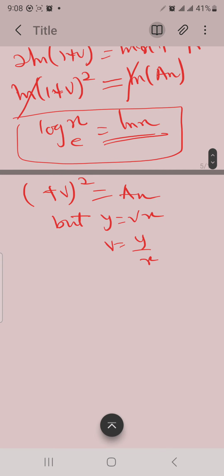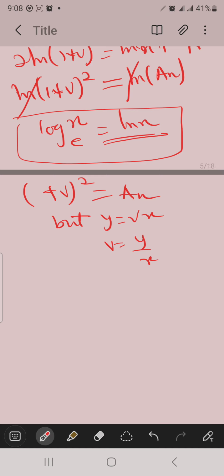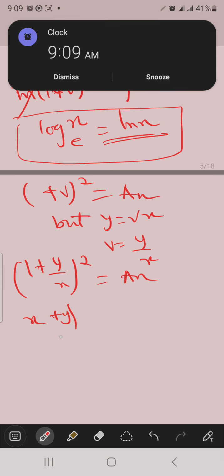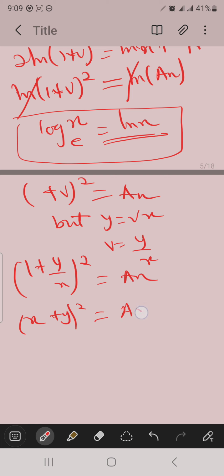Now, what you are going to do is that wherever you see v, you are going to put y over x, y and x. So we have 1 plus y over x, all squared, equals ax. So now, what's going to be our ax? When we multiply this one by this, we will have x plus y, all squared, equals ax. Do you understand this? This one is going to be all over x, I mean, all over x.